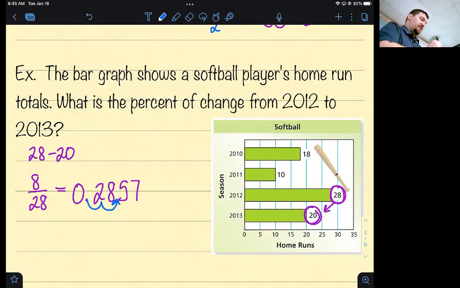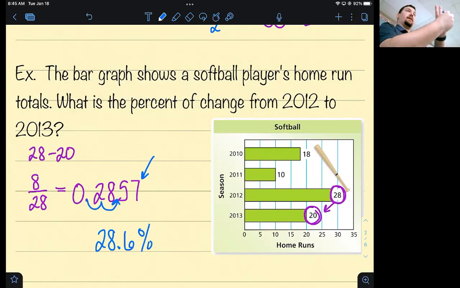Because I need to peek at this number to see what's going to happen to the 5. Does the 7 bump the 5 up to a 6? It does. So when I write this, 28.6%. Again, I need 4 decimal places, 2 that I'm going to move over immediately, and then 1 that's going to help me decide what happens to that 3rd one. The 5 had to bump up to a 6 in this case.